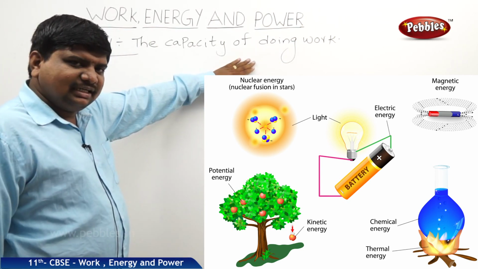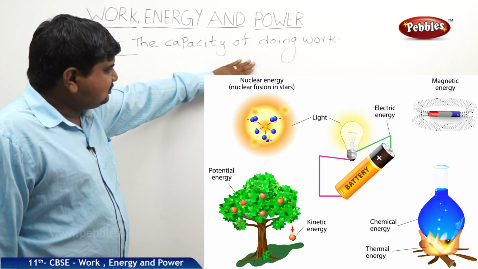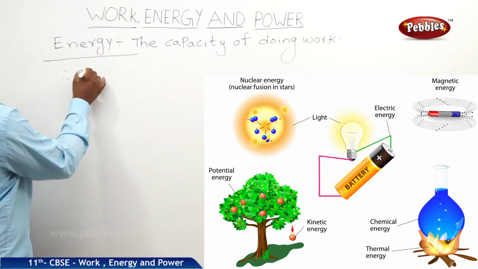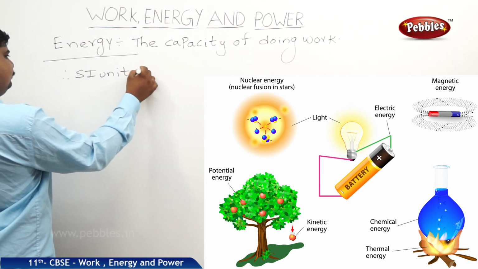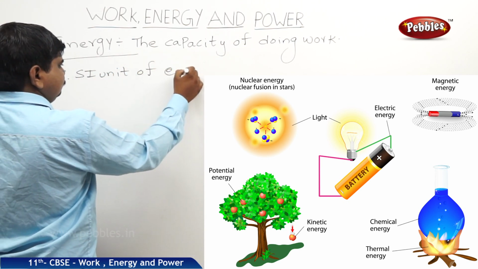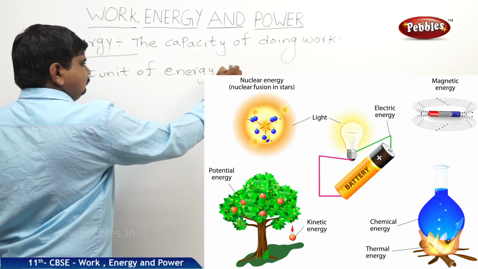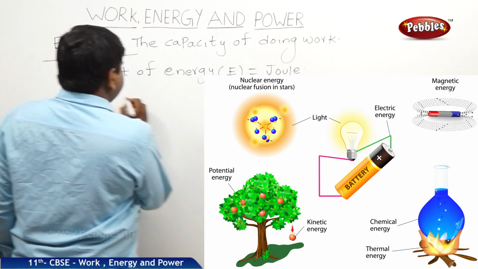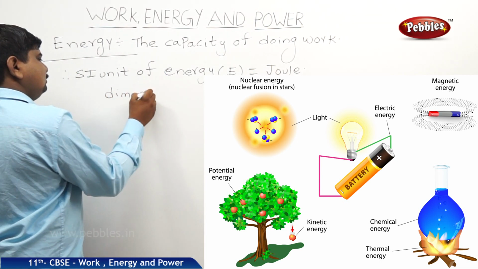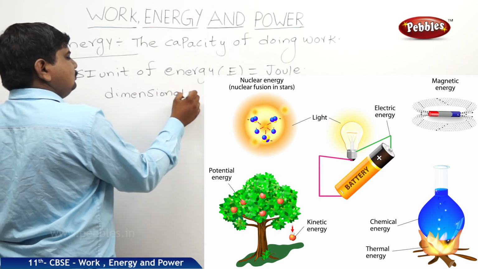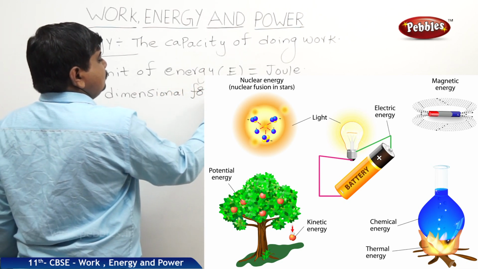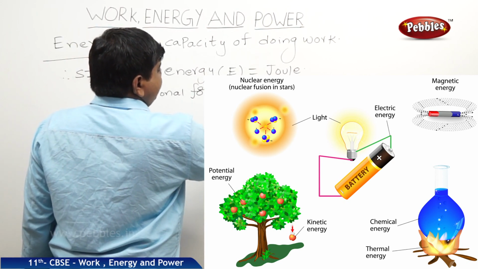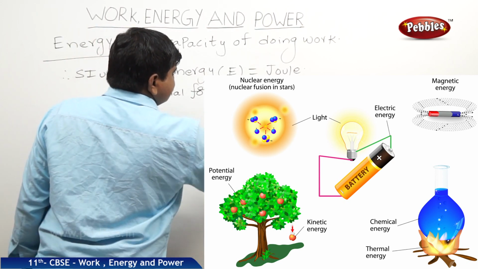As we discussed earlier, the dimensions and units of energy are the same as work. Therefore, the SI unit of energy E is joule. Dimensional formula of E is ML square T power minus 2. These two are the same.